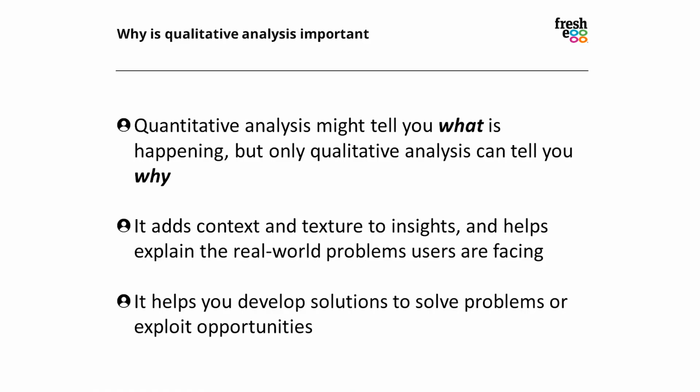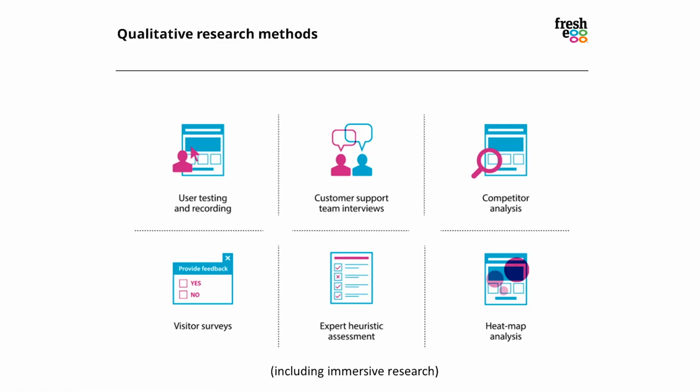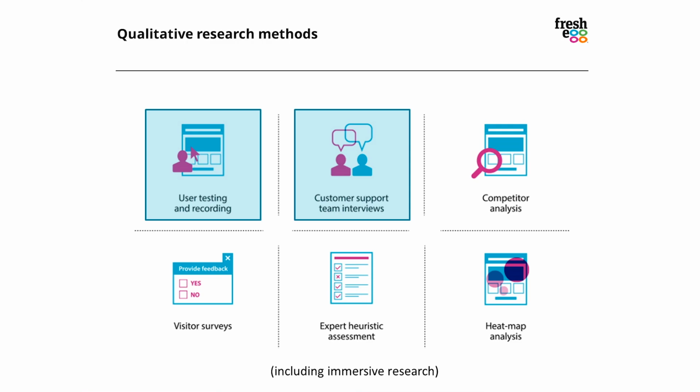It also helps us develop some solutions, so we identify what the opportunity or issue is, but qualitative research starts to form the beginning of the solutions to those problems. There are numerous forms of qualitative research. What we're going to focus on today are three. So three of the most widely used, I'd say: user testing and recording, customer support team interviews, and heuristic assessment. And under heuristic assessment, we incorporate what's called immersive research, which we'll get to later.